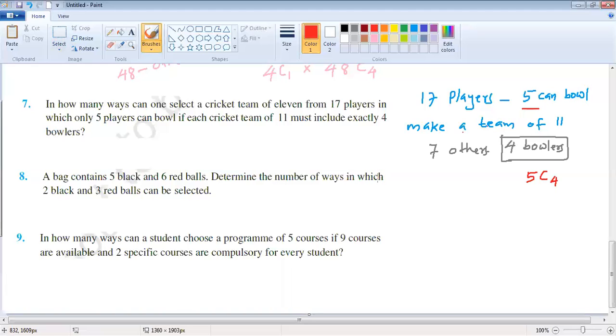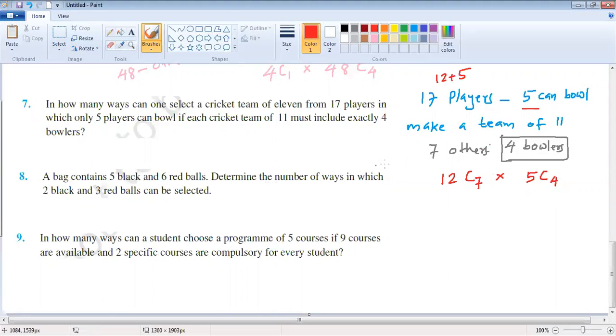Then the remaining 7 players are needed because you have to make a team of 11. You have to find them from the remaining 12 players, because 12 plus 5 bowlers makes 17. Out of those 12 players, you need 7. That can be possible in 12C7 ways. So together, by the fundamental principle of counting, you can make a team of 11 that includes exactly 4 bowlers in 12C7 into 5C4 ways.